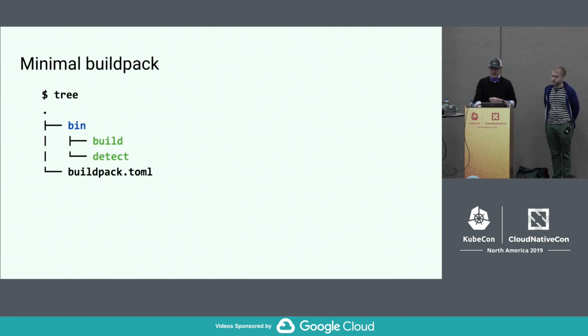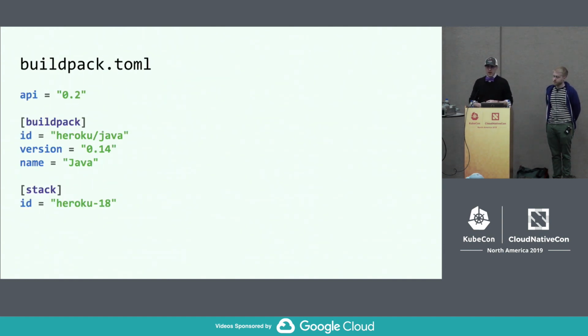This defines some metadata about the Buildpack. So this is the Buildpack toml for the Heroku Java Buildpack. It defines its API compatibility version, its globally unique ID, its version, and then what stack it is compatible with. So the Heroku Buildpacks are only compatible with the Heroku 18 stack, and each Buildpack author determines what stacks they intend to support with a particular Buildpack.